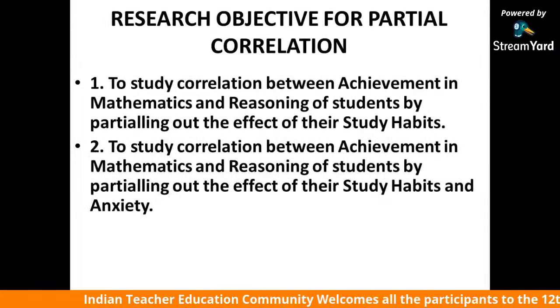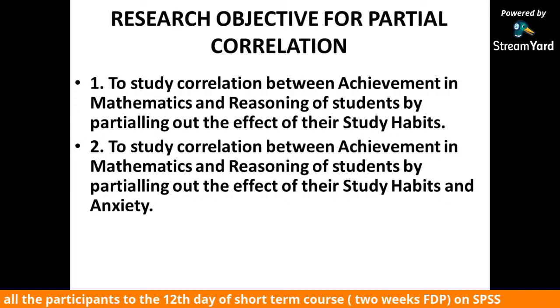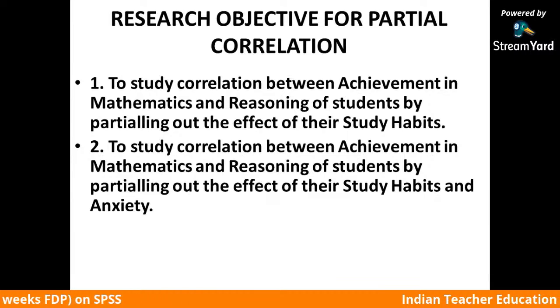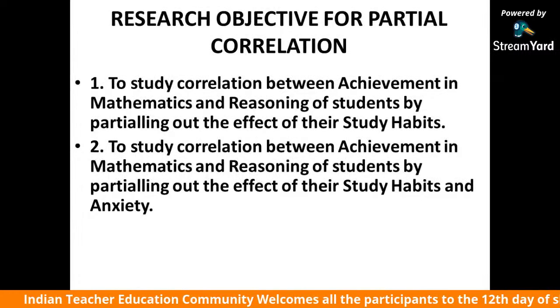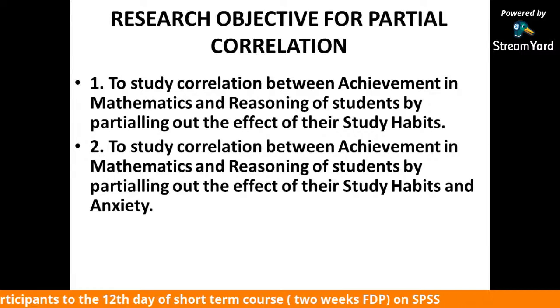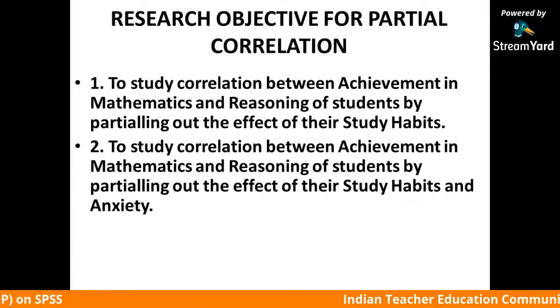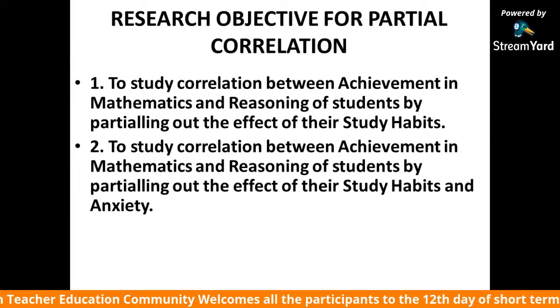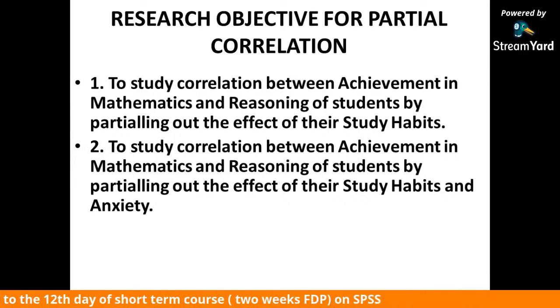Now, another objective can be to study the correlation between achievement in mathematics and reasoning of students by partialing out the effect of their study habits and anxiety. In the first objective, I had one variable which was partialed out, but in the second objective, I have added one more variable, anxiety. So if you like, you can have as many variables as you want to control through the use of the partial correlation.